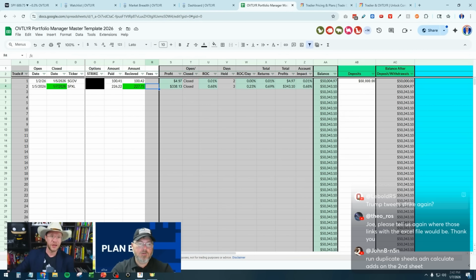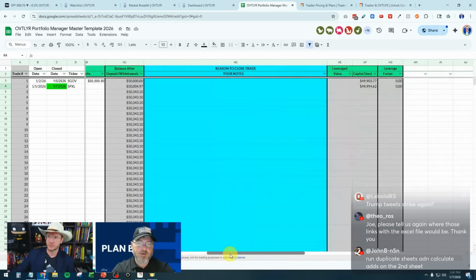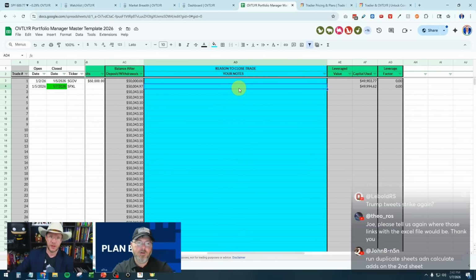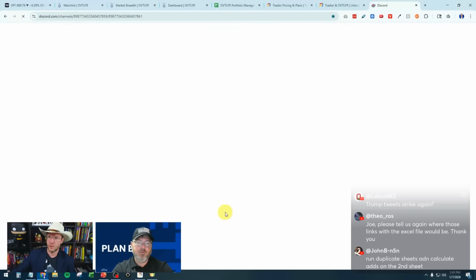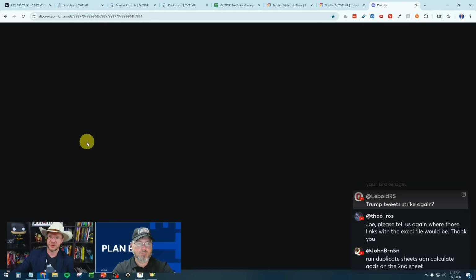There's one column that we didn't fill out, and you typically wouldn't do this for SGOV, but we have the reason to close, and that's going to be an important one for everyone to keep in their journals. You're always going to want to know why you closed each of your trades. 100%. And that is actually something I do in the Discord.